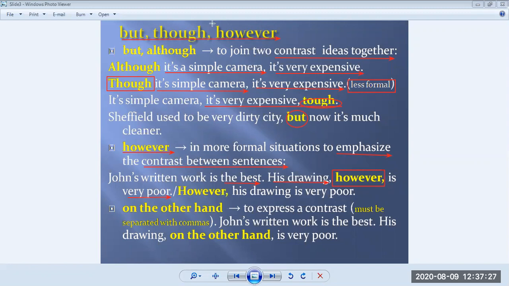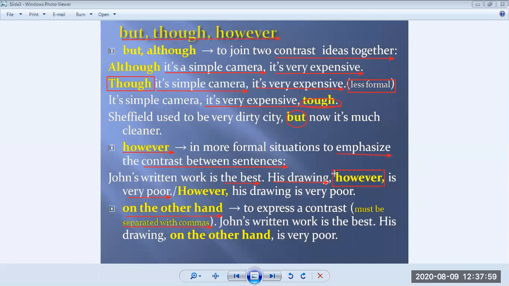So next one, let's have a look. On the other hand, to express contrast, again, you're going to express a contrast, but it must be separated with a comma. Don't forget about that one. You have to use it separated by commas. For example, John's written work is the best. His drawing, on the other hand, is very poor.